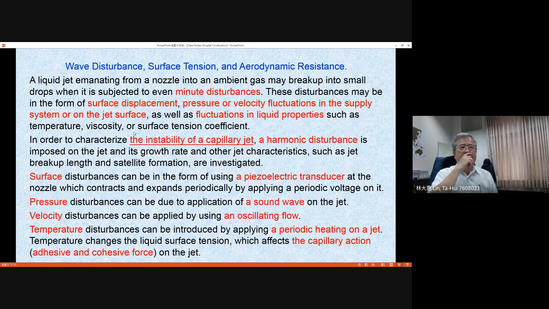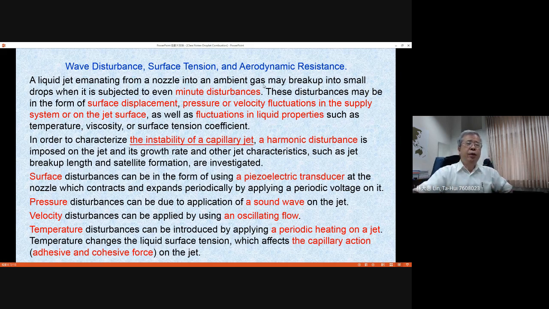But the original idea comes from this: if you have a single tiny liquid jet, can we break this tiny liquid jet into many droplets? The idea comes from the so-called instability of a capillary jet. Usually, from our experience, we find a liquid jet of very small diameter injecting from a nozzle into ambient gas. The ambient gas you can treat as a stagnant environment without flow convection.